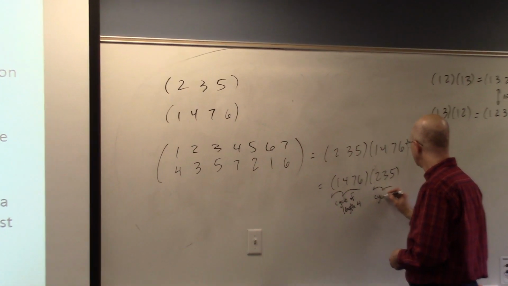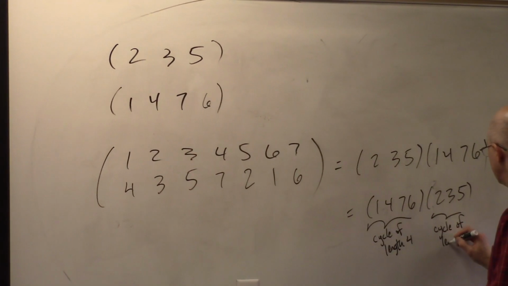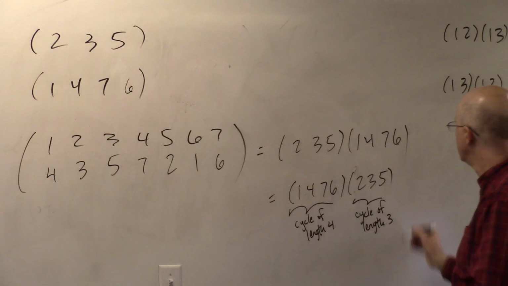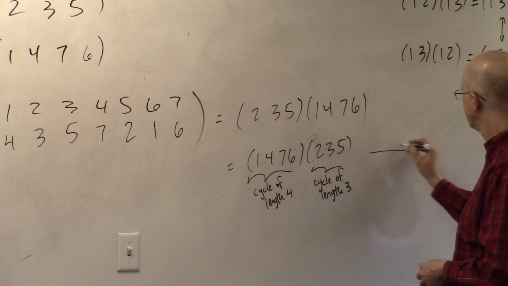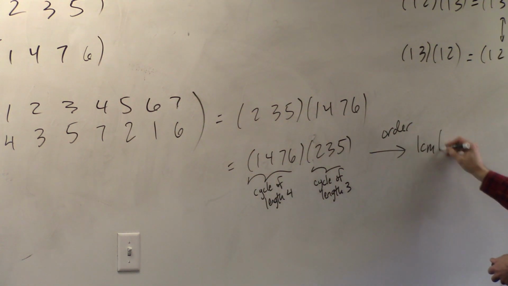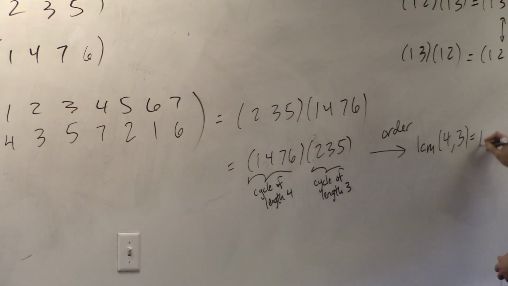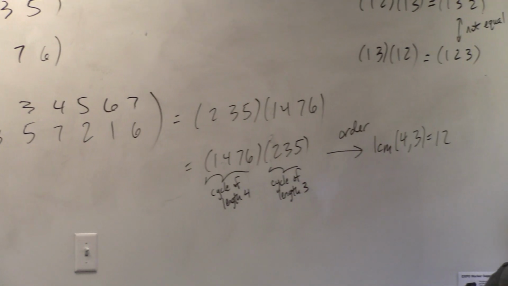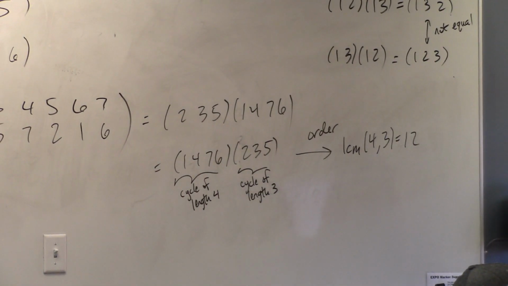That's a cycle of length 3. So the order of this is the LCM of 4 and 3, which is 12. I'd have to raise this to the 12th power, compose it with itself 12 times before I get back to the identity. It would generate a cyclic group of order 12.